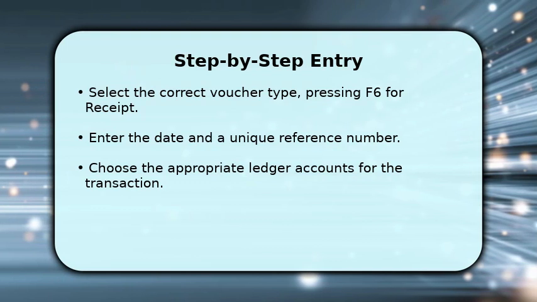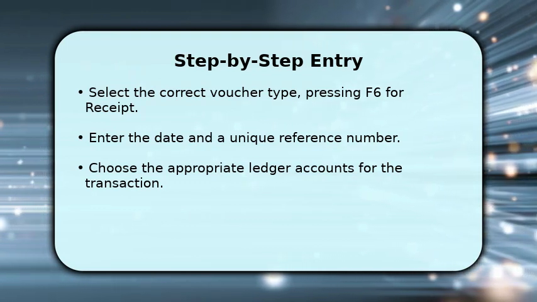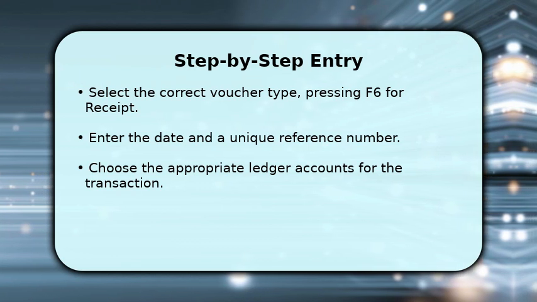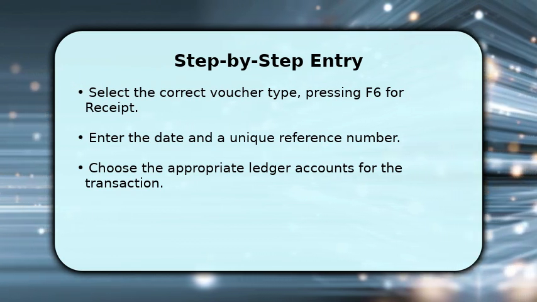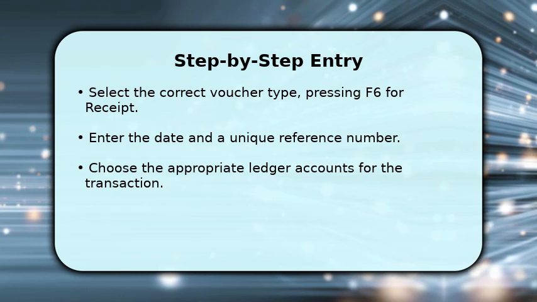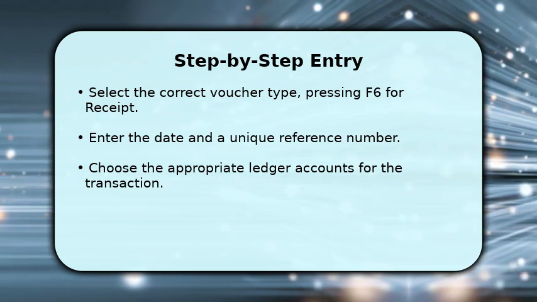To begin, open Tally ERP 9 and select the Accounting Vouchers option. Press F6 to choose the receipt voucher type. Next, accurately enter the transaction date and a unique reference number.